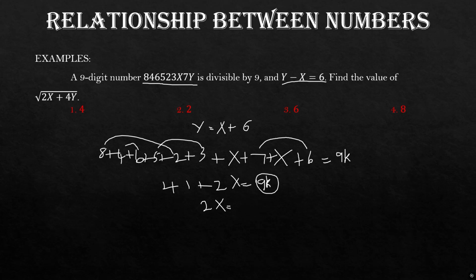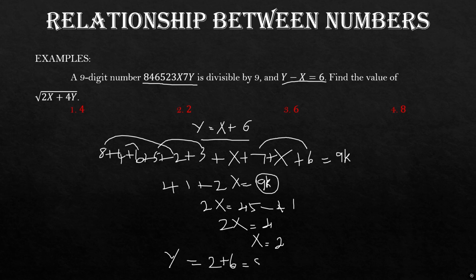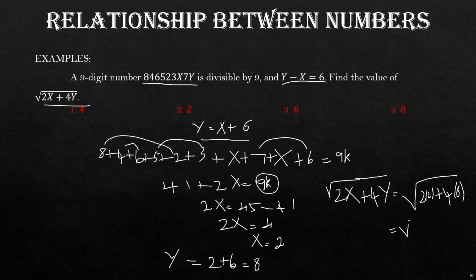So 2x equals 45 minus 41. So 2x equals 4, x equals 2. When we substitute this value here, we get y equals 2 plus 6, which is equal to 8. Now we need to find root of 2x plus 4y, which equals root of 2 into 2 plus 4 into 8. 2 twos are 4, 4 eights are 32, so it is root of 36, which equals 6. This is the answer.